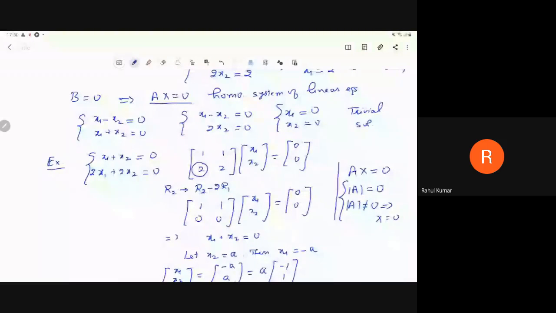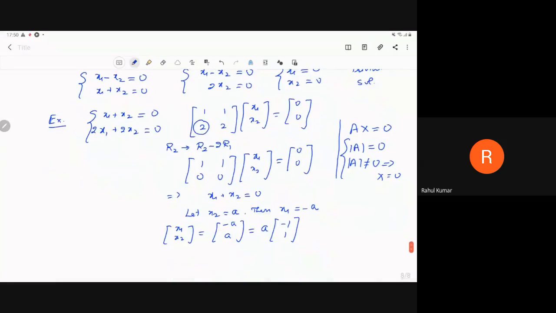And if determinant A is 0, for example in this case, 1, 1, 2, 2, the determinant is 0. So in this case, how many solutions? Infinite. I'm just revising something for you. You are already familiar with this, okay? This revision would be helpful for what I'm going to discuss next. Up to this, it is fine.